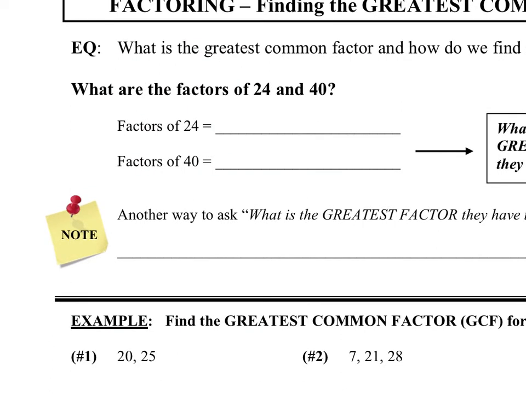So what are the factors of 24 and 40? Go ahead and see if you can list the factors of 24 and 40. For example, 1 and 2 are factors of both of these. Why don't you go ahead and start with 1. So 1 goes into 24 and 1 goes into 40, and so does 2 go into both of those as well. See if you can find the other factors that go into 24 and 40.